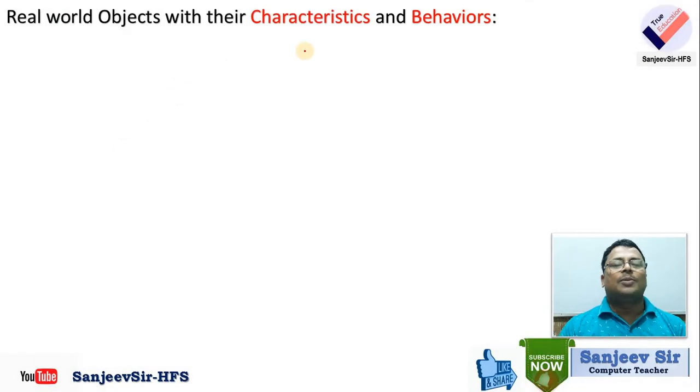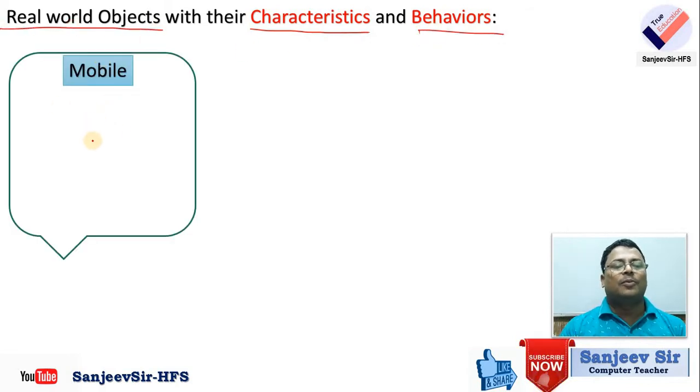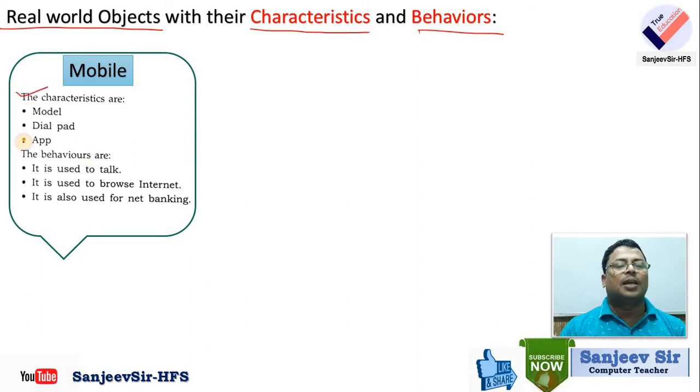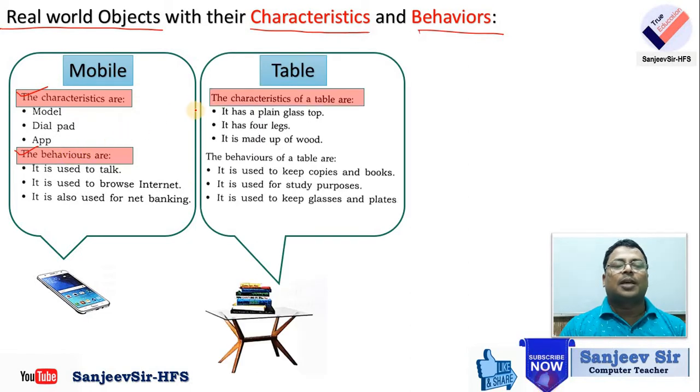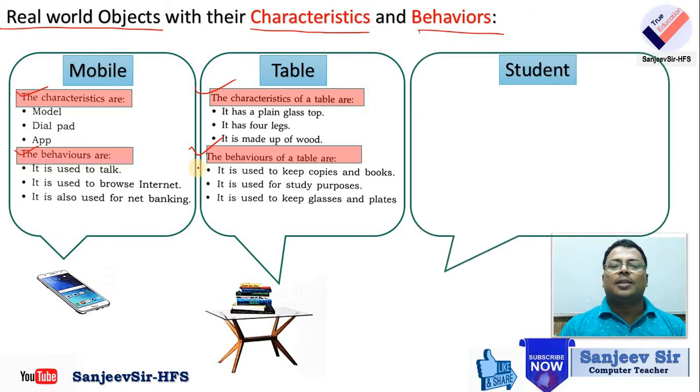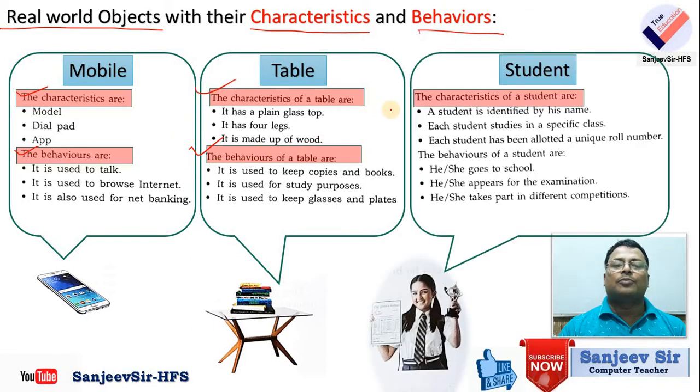Now you understand one more thing: real world objects with their characteristics and behavior. The mobile phone has two things, characteristics and behavior. A table will have two things, characteristics and behavior. And a student will also have two things, characteristics and behavior. One thing is clear: a real world object will have two things, characteristics and behavior.